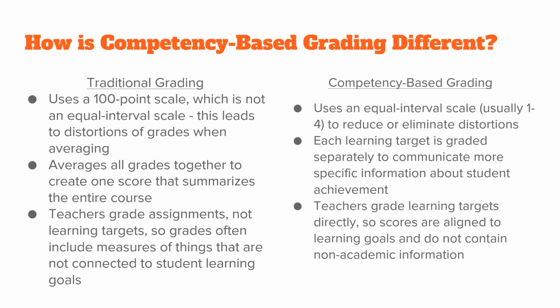So to contrast traditional grading, we look a little bit at competency-based grading. Competency-based grading, a few things about it. One, it uses an equal interval scale. So in our case, it's a 1 through 4 scale, which is pretty common. It's what most schools and colleges who use these types of scales typically use, a 1 to 4. And as you probably understand, the difference between a 1 and a 2, a 2 and a 3, and a 3 and a 4, it's all an equal interval scale. So when we do have to average things together, it reduces or eliminates that distortion effect.